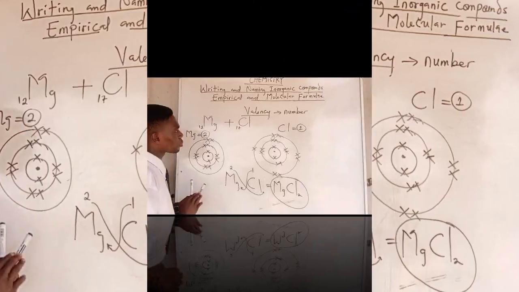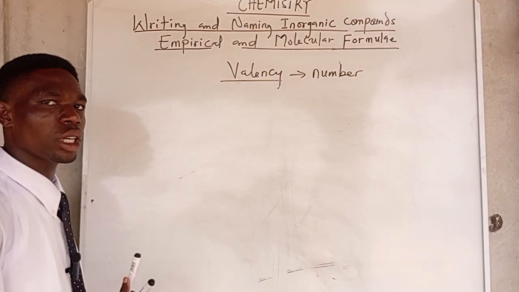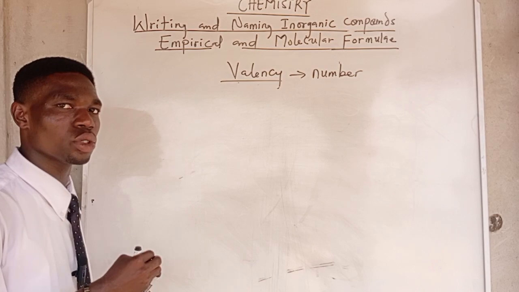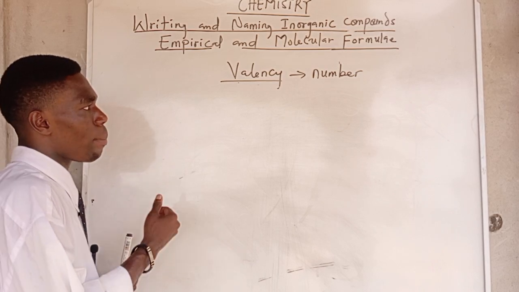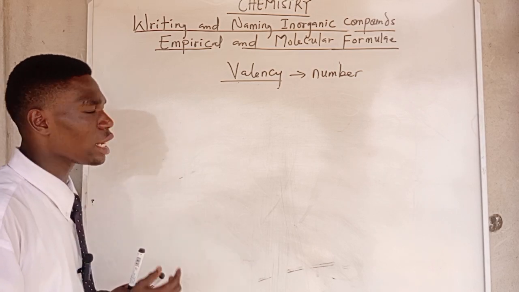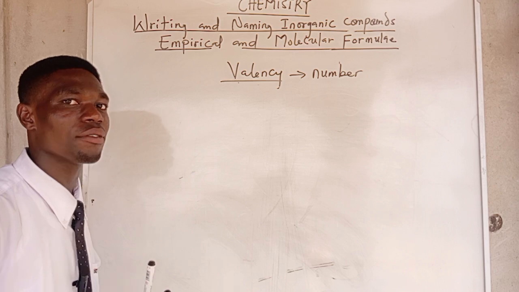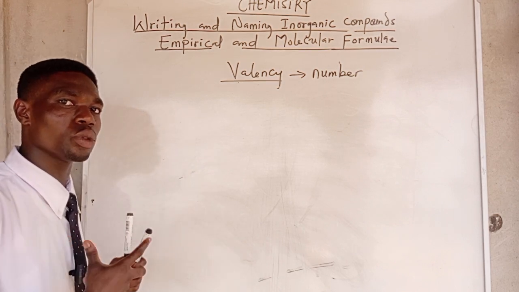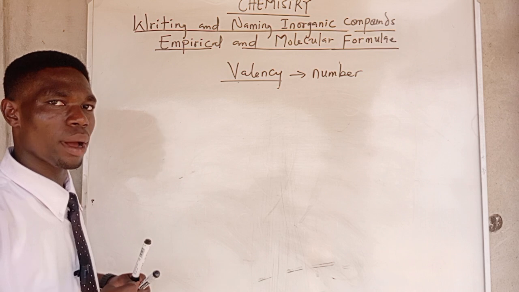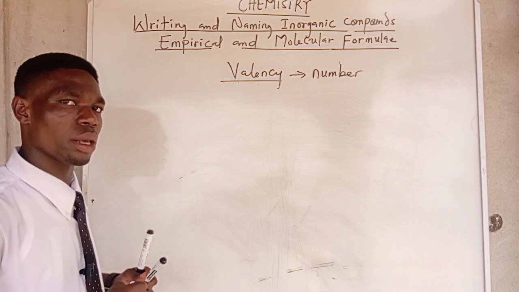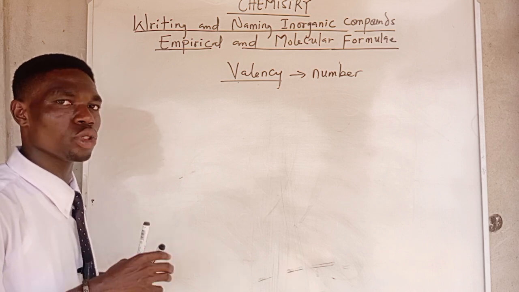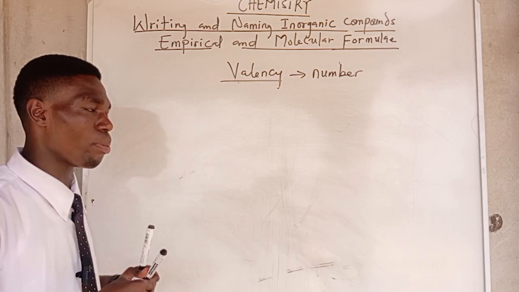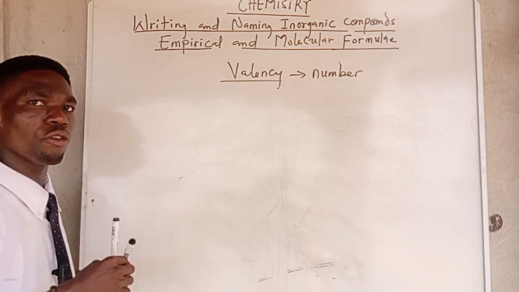Are we together? All right, so we're going to be looking at another example. Bear in mind that the examples I've been giving so far are for binary compounds. In chemistry we have binary compounds and we have ternary compounds. Binary compounds are compounds that are made up of 2 elements only, while ternary compounds are compounds that are made up of 3 elements only. And in this video I've started with binary compounds, and then we're going to be looking at ternary compounds as well. So let me do one more example for binary compounds.